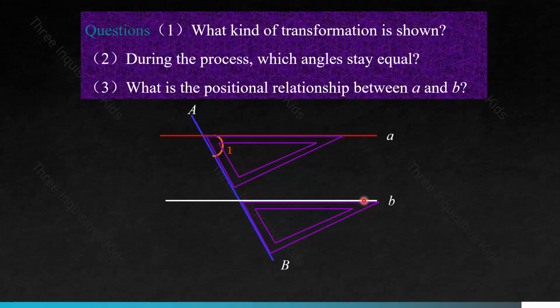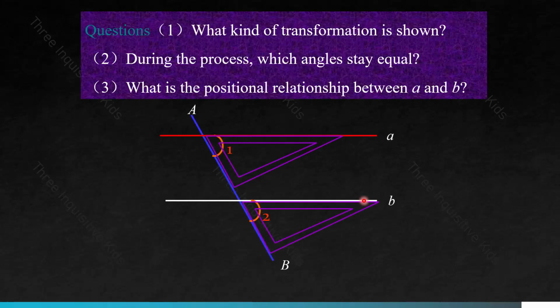This is angle 1, this is angle 2. So I want you to pause the video and answer these three questions. What kind of transformation is shown? During the process, which angles stay the same? And what is the positional relationship between A and B?